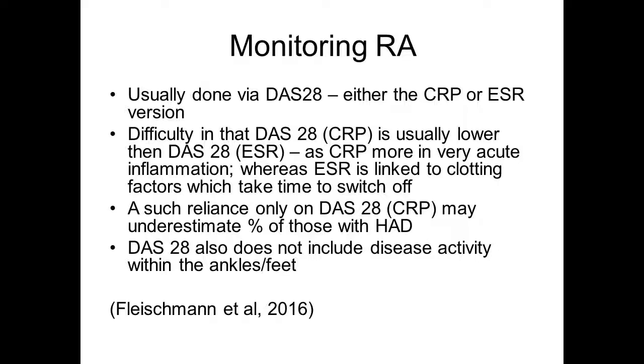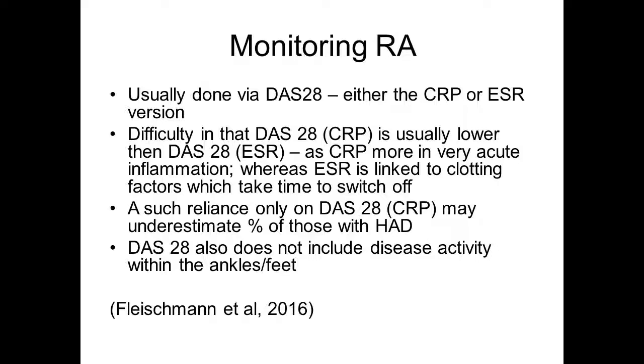As such, reliance on only DAS28 CRP may underestimate the percentage of those with high disease activity, so it's important to consider that. DAS28 also does not include disease activity within the ankles and feet, and that can be quite a challenge from a podiatrist's point of view, in the sense that the patient could be considered as having low disease activity and considered as well managed, when actually they can have 1, 2, 3, 4, 5 joints in the foot and ankle or more that are inflamed and displaying signs of synovitis or the extra-articular features of inflammation, tenosynovitis, nodules, whatever that might look like. And so quite often disease activity in the foot can really influence treatment and management strategies.